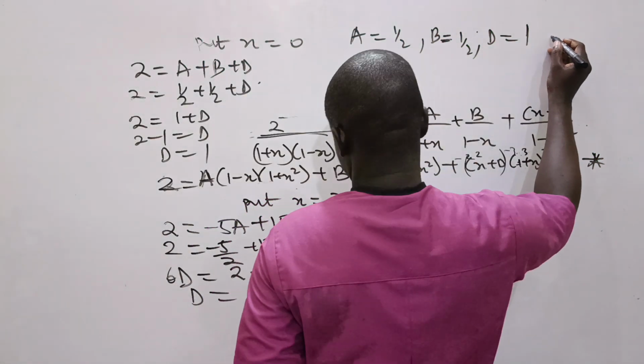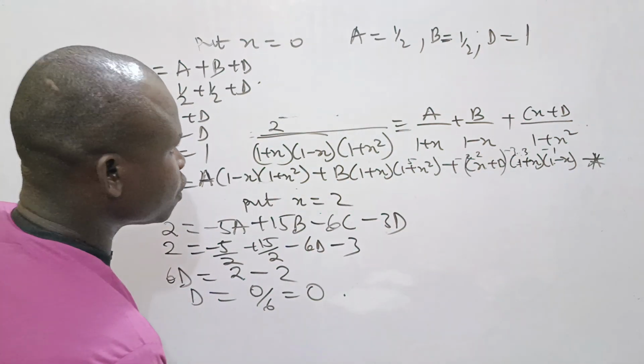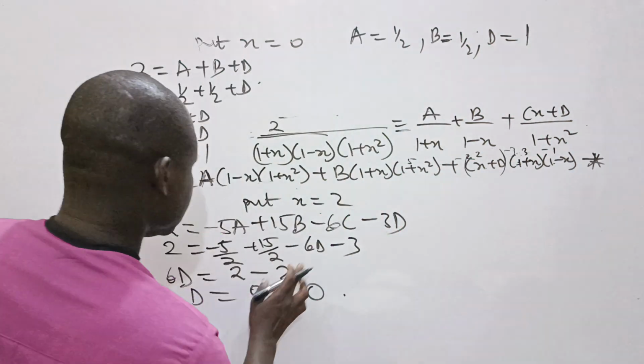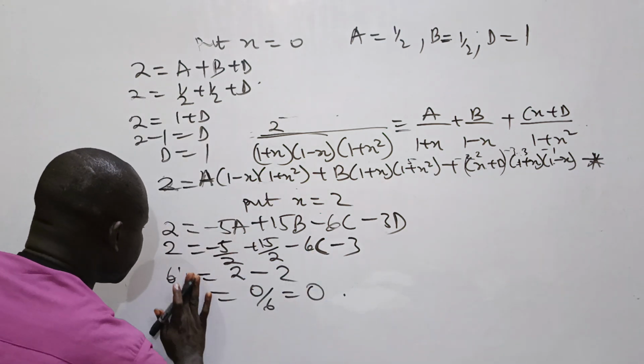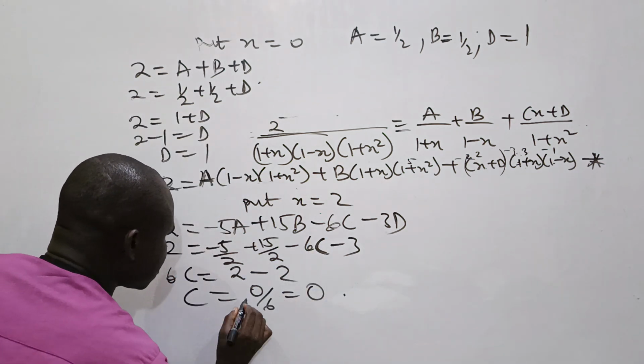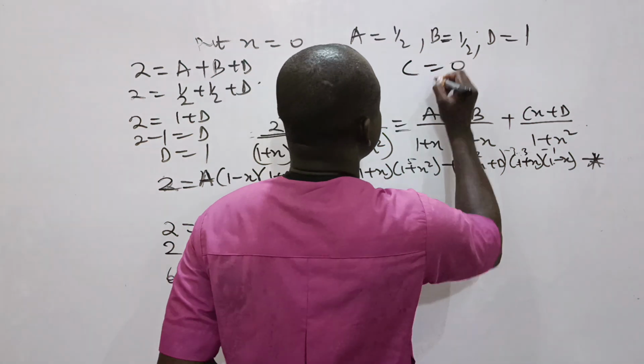So I've gotten the value of c, not d. This is 6c. I've got the value of c to be equal to 0. So c is equal to 0.